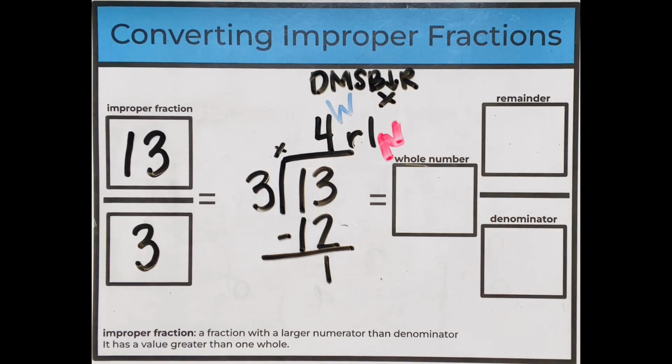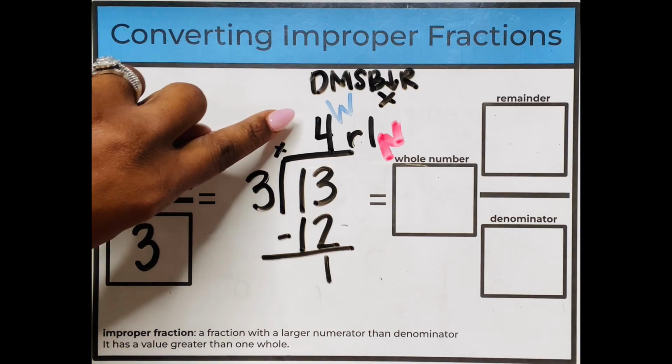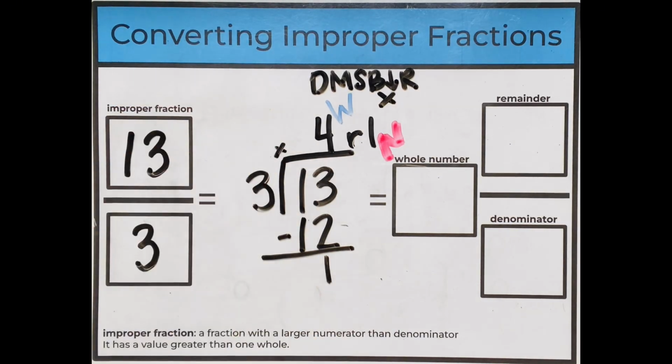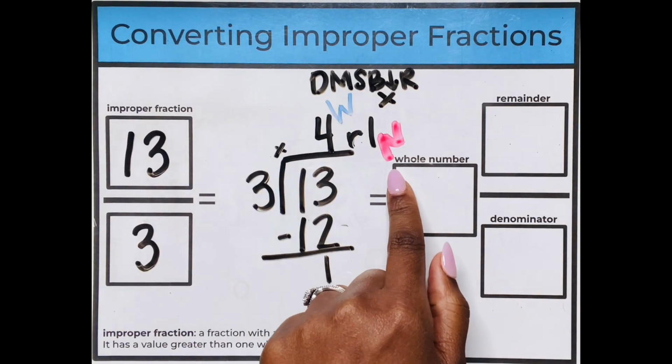Again, the number up here, your whole, you have 4 wholes. That's your whole number. So we put a W. And the remainder is your numerator. It's your leftover pieces, your leftover parts.